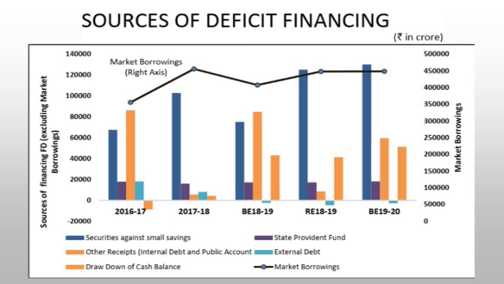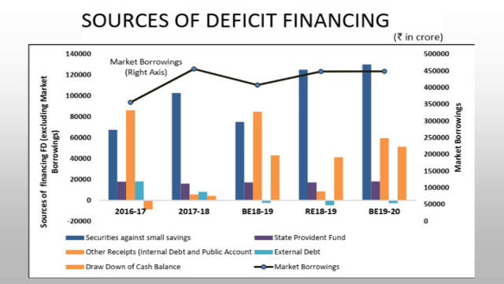See, the biggest component is the market borrowings. This line: in 2016-17 it increased, in 17-18 it decreased, in 18-19 BE and RE it increased, then remains more or less constant. Then the light blue one is securities against small savings.